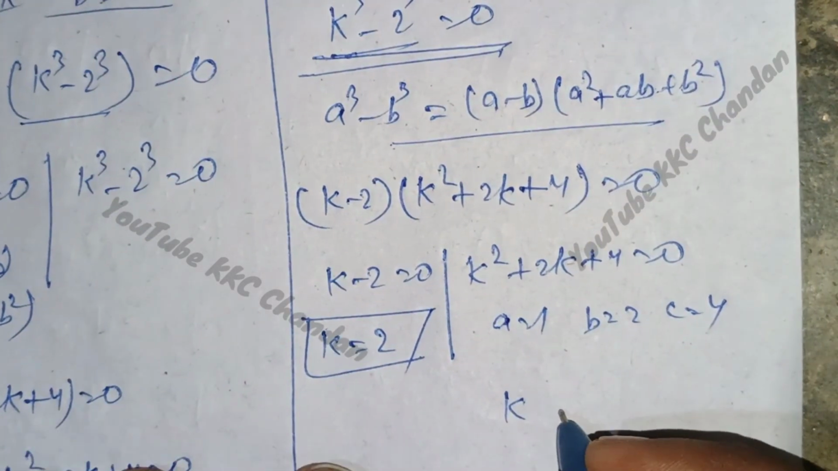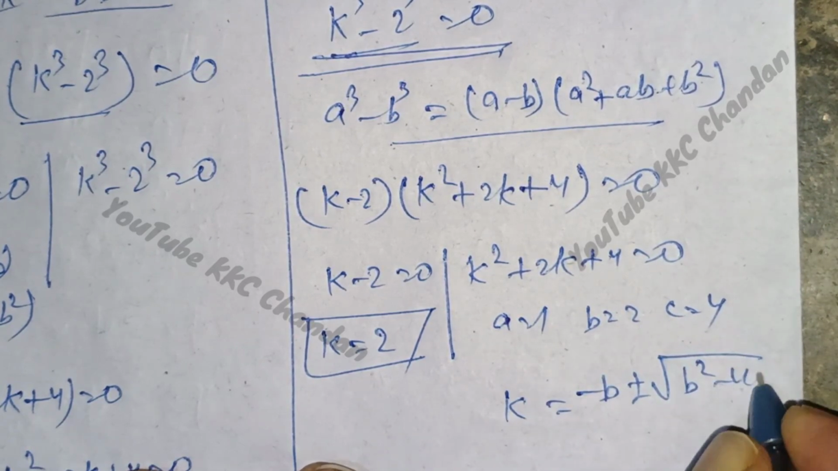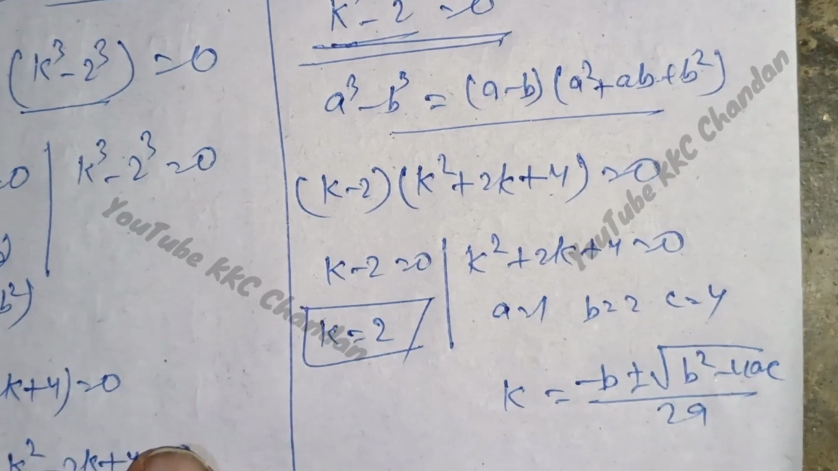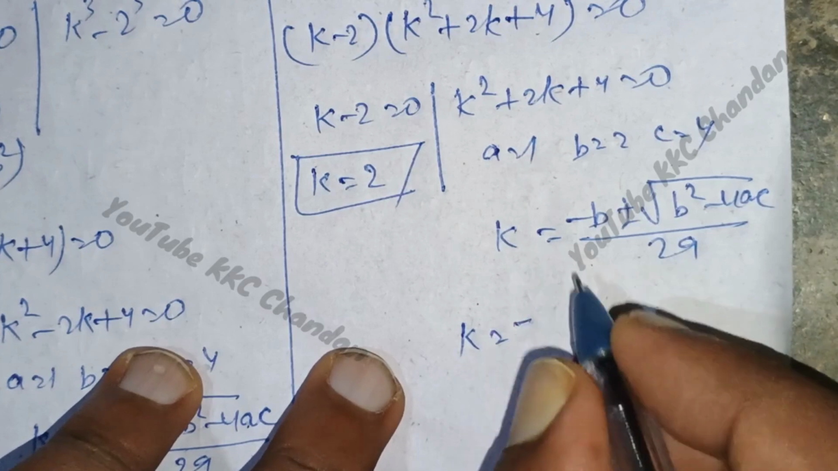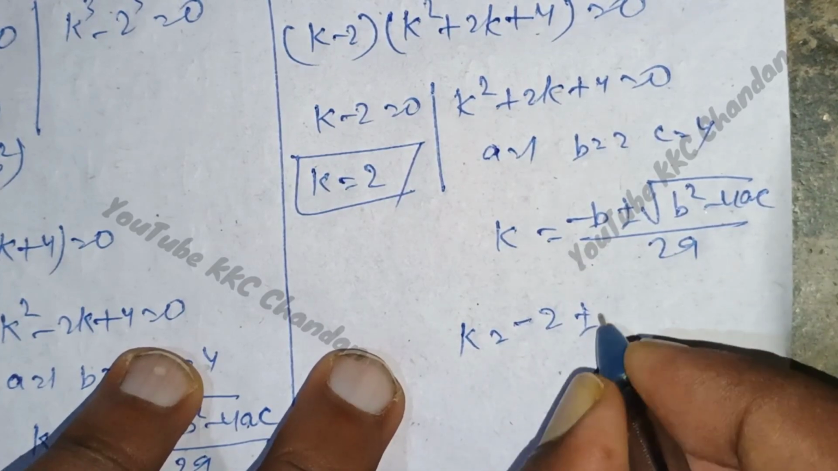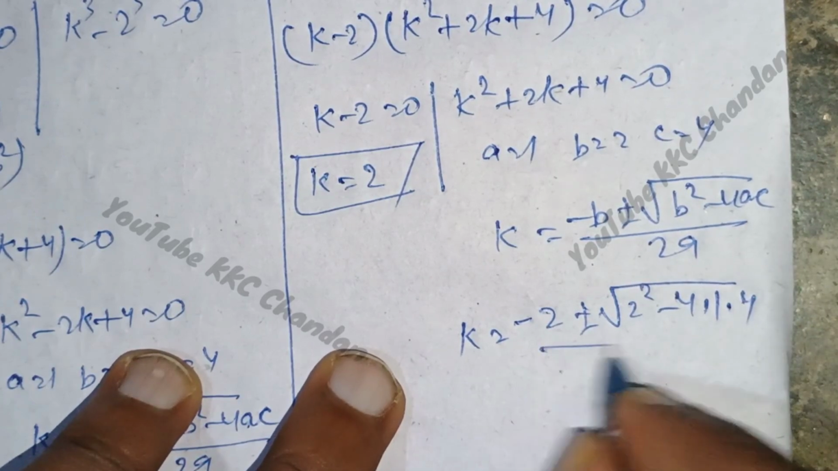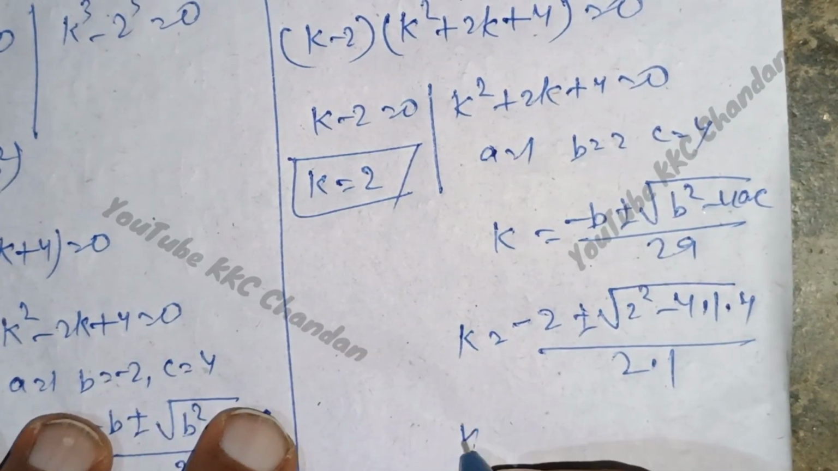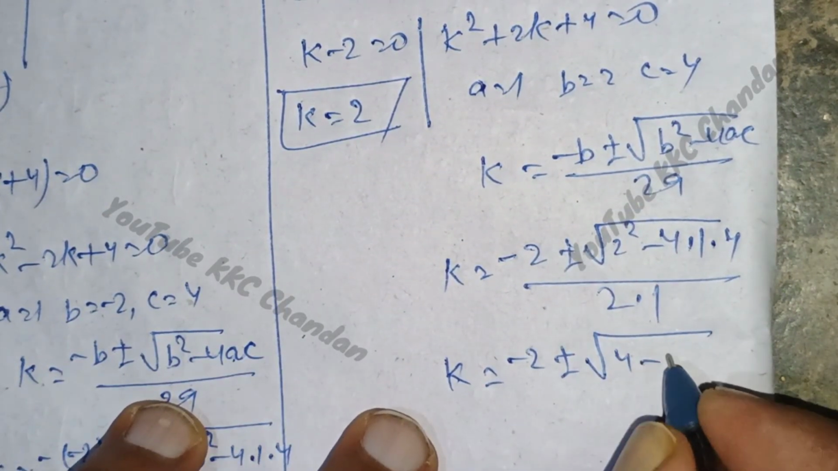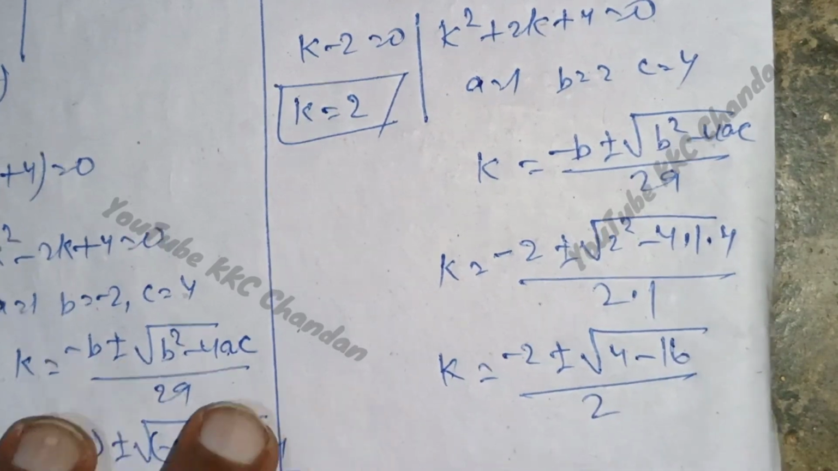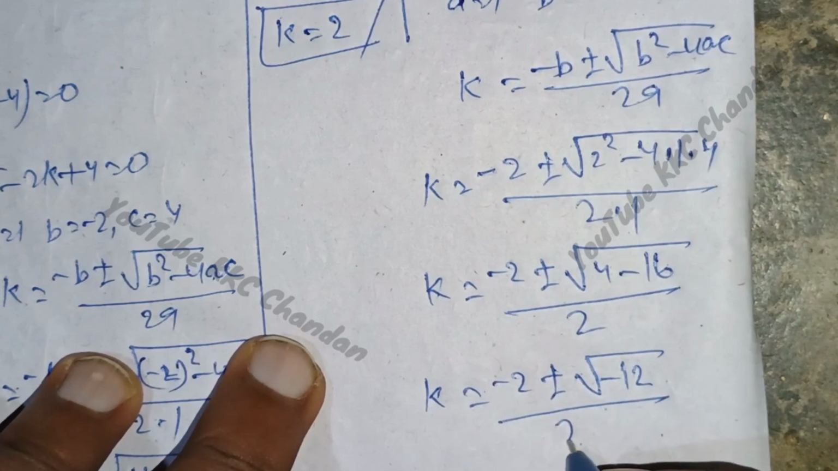We know the quadratic formula: k is equal to minus b plus minus root under b square minus 4ac, divided by 2a. After the next step, k is equal to how much? Minus b value, b value 2, plus minus root under b square, 2 square minus 4 into a value 1, c value 4, divided by 2 into a value 1. Therefore k is equal to minus 2 plus minus root under 4 minus 16, divided by 2. After the next step, k is equal to minus 2 plus minus root 12, divided by 2.